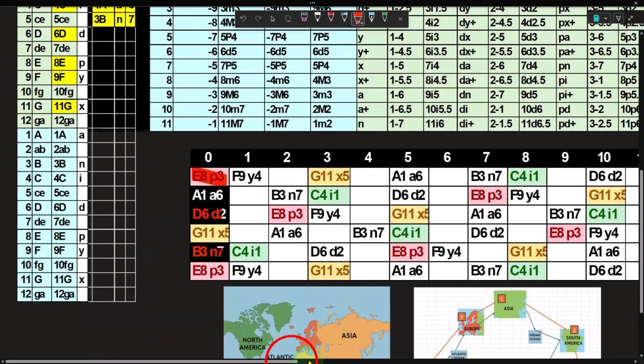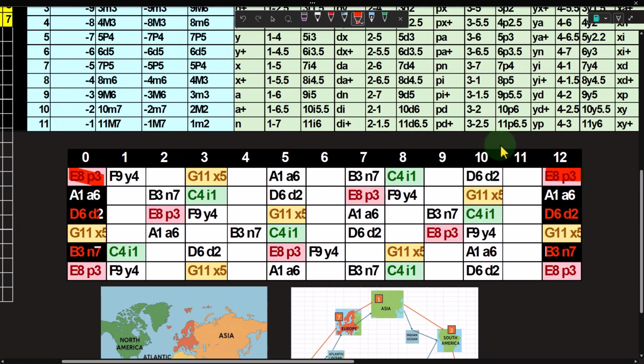So we go 8 in the negative direction. From the Phrygian, 1, 2, 3, 4, 5, 6, 7, 8 lands us in the Mixolydian Ocean. From the Dorian, 1, 2, 3, 4, 5, 6, 7, 8 lands us in the Lydian Ocean. From the Locrian, 1, 2, 3, 4, 5, 6, 7, 8 lands us in the Dorian Ocean.